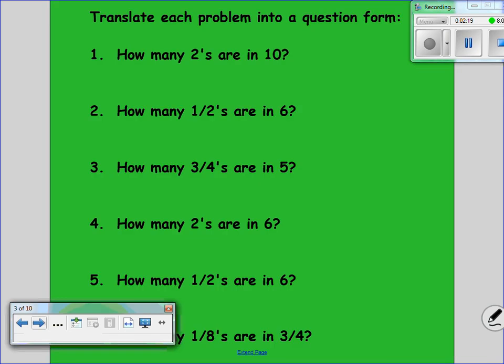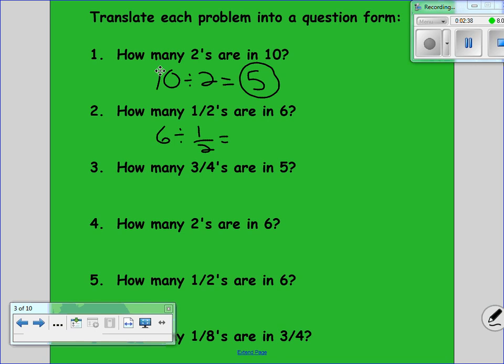Now let's do some division. How many 2's are there in 10? So I'd write this as 10 divided by 2. That one's easy. It's 5. How many halves are in 6? 6 divided by half equals what?